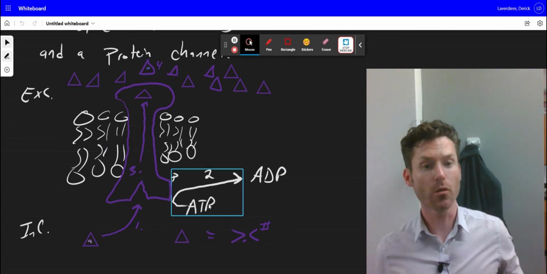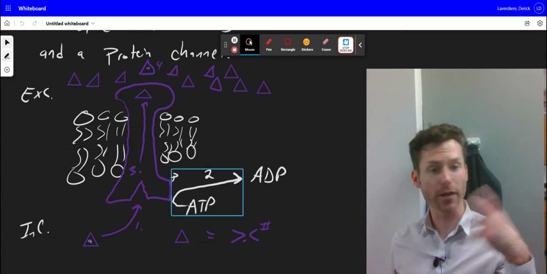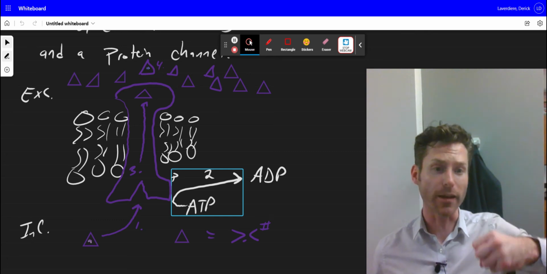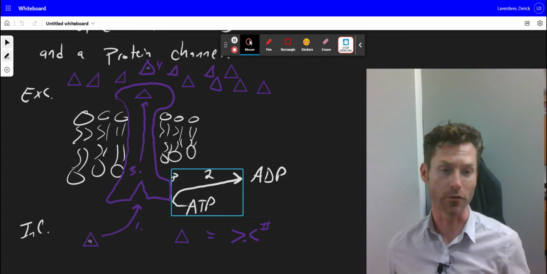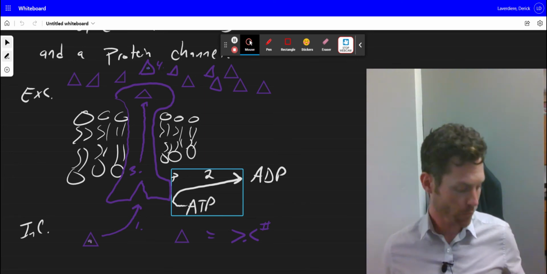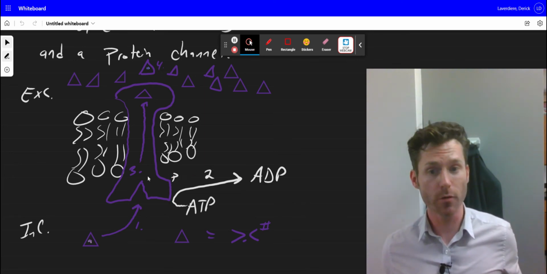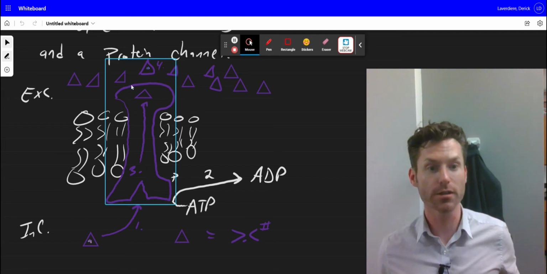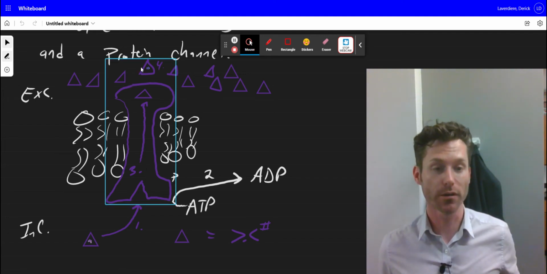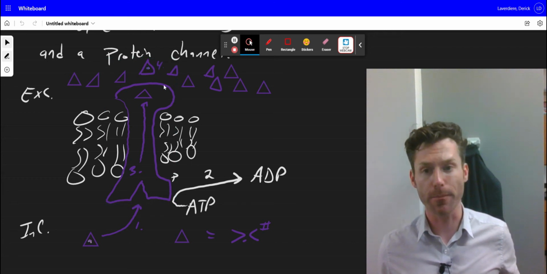So in order to attach that phosphate group, it had to break one of its bonds. And that's where that energy story comes from. We released energy by breaking that bond and shoving that phosphate group onto the protein channel. By attaching this phosphate group, we change the shape of the protein channel, and that change in shape pushes the triangle up and out. And finally, the triangle is out of the cell. That's our last step.